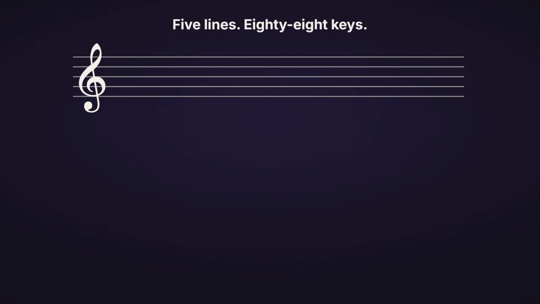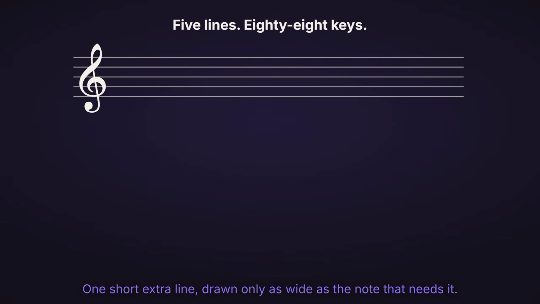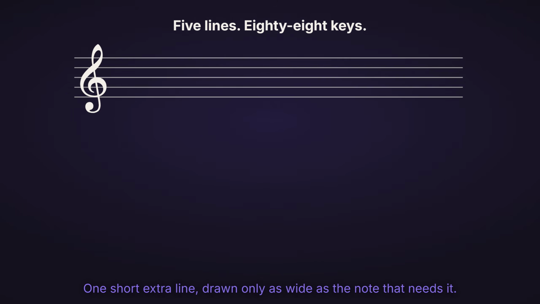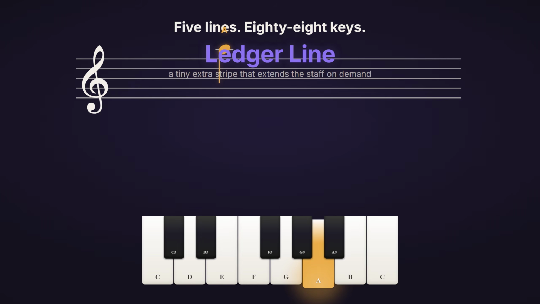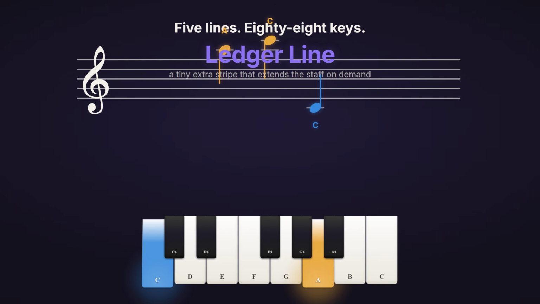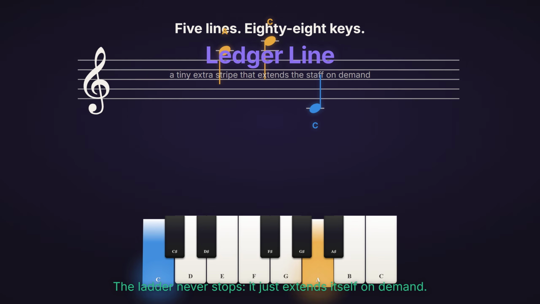It does that with a remarkably simple trick: a tiny extra line, drawn only as wide as the note head that sits on it, appears exactly where the pitch requires it. That strip is called a ledger line. One ledger line above the treble staff gives you the note A. A second ledger above that gives you C. One ledger below gives you middle C. The ladder never stops. It just extends itself on demand.